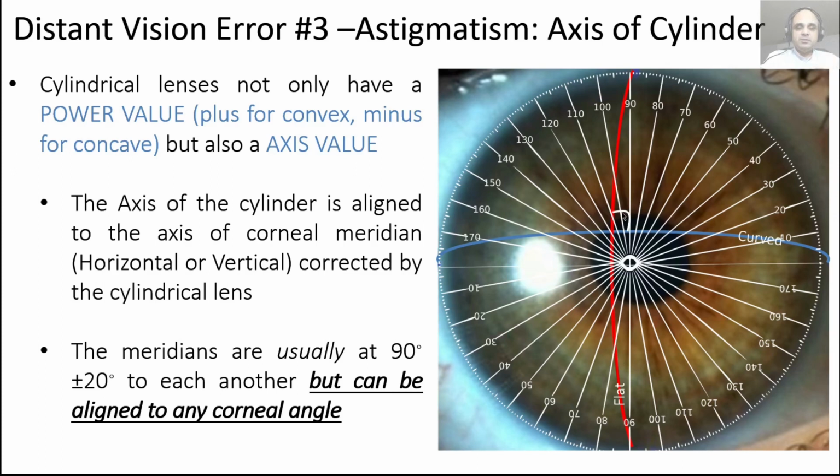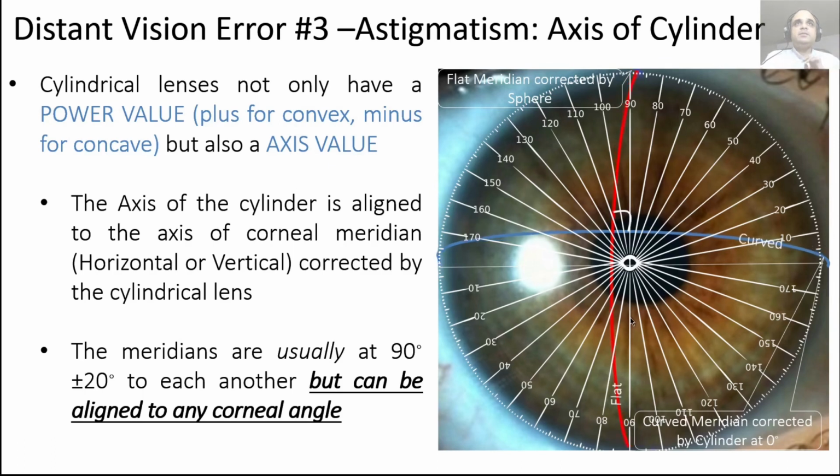But let me give you another scenario. So this is the flat meridian, and this is the curved meridian. We are correcting the flat meridian by a sphere and the curved meridian by a cylinder, and the cylinder is placed at 0 or 180 degrees, because remember, we need to specify which of the two meridians the cylinder is going to act on. Because remember, cylinders only act in one direction. So because we are correcting the curved meridian with our cylinder, we need to specify its axis value as well.